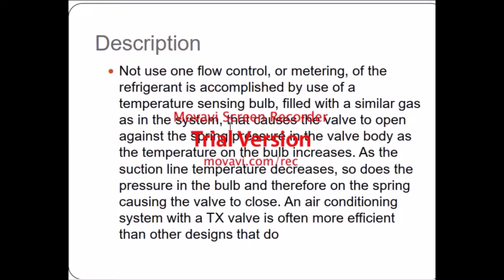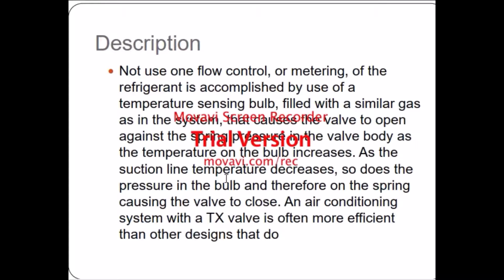Description. Flow control or metering of the refrigerant is accomplished by use of a temperature sensing bulb filled with a similar gas as in the system, that causes the valve to open against the spring pressure in the valve body as the temperature on the bulb increases. As the suction line temperature decreases, so does the pressure in the bulb, and therefore on the spring, causing the valve to close. On an air conditioning system the TX valve is often more efficient than other designs.